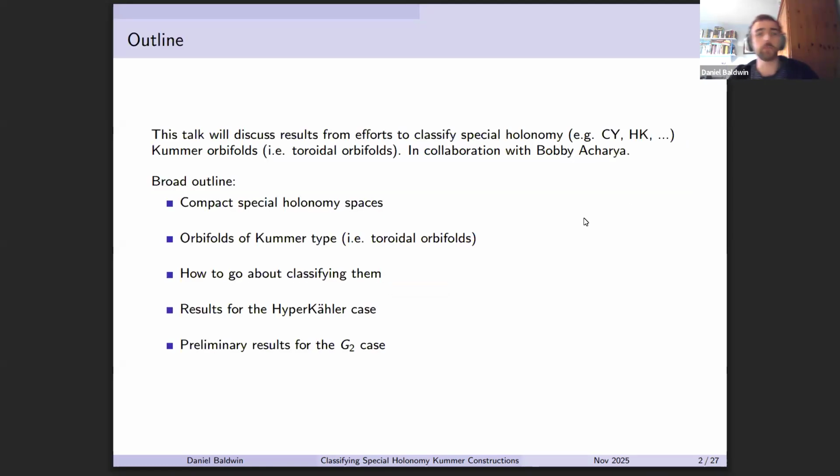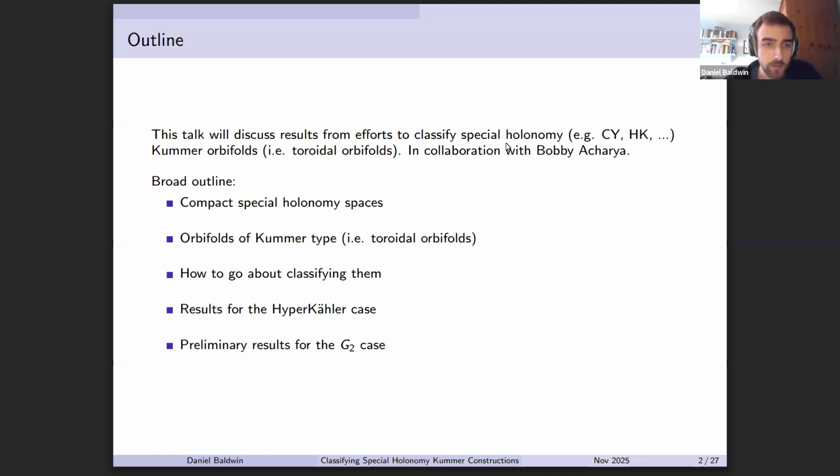As the title suggests, this talk will discuss results from efforts to classify special holonomy Kummer orbifolds. Special holonomy here could mean Calabi-Yau or hyperKähler, for example, and Kummer orbifold is synonymous with toroidal orbifold in this talk. And all this work is in collaboration with Bobby Acharya.